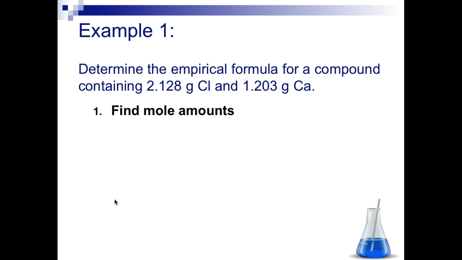So let's look at an example. Determine the empirical formula for a compound containing 2.12 grams of chlorine and 1.20 grams of calcium. So you have to find the mole amounts for both the chlorine and the calcium.